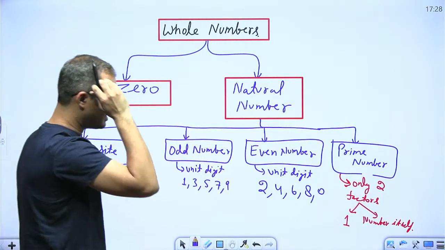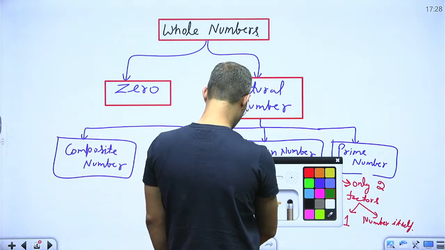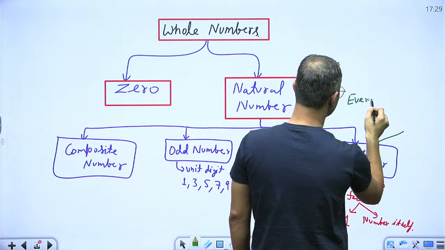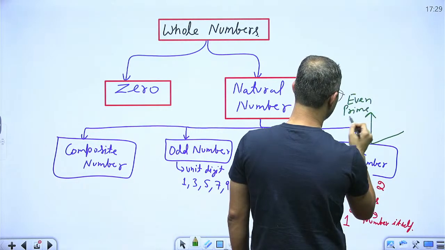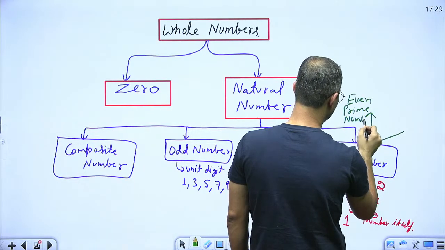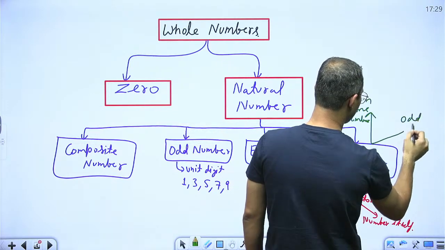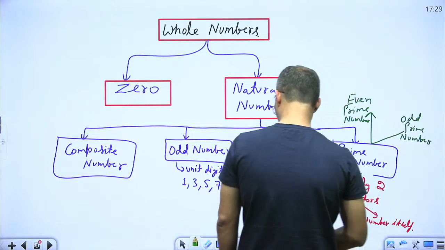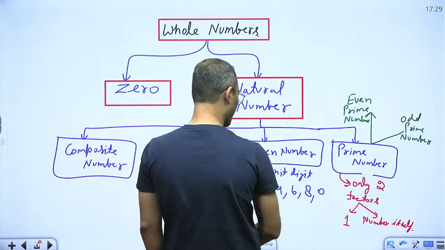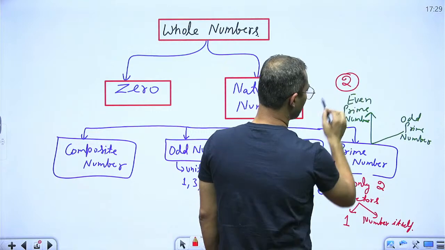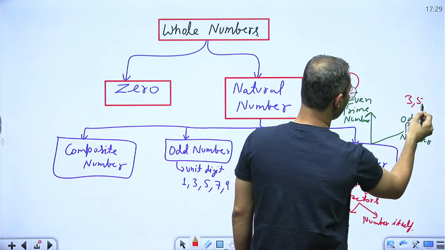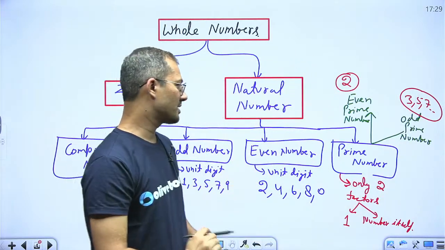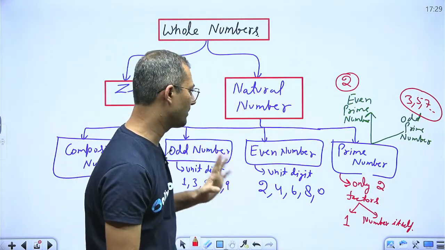We can divide prime numbers into two parts, even prime numbers and odd prime numbers. We have only one even prime number, that is 2, and the others are 3, 5, 7 and so on. So the remaining prime numbers are odd numbers.